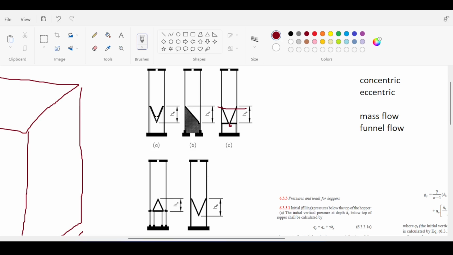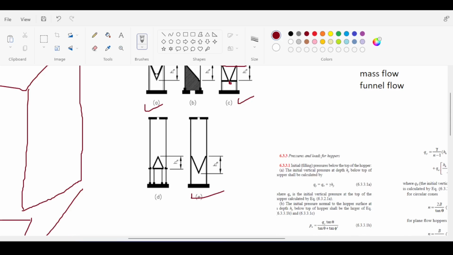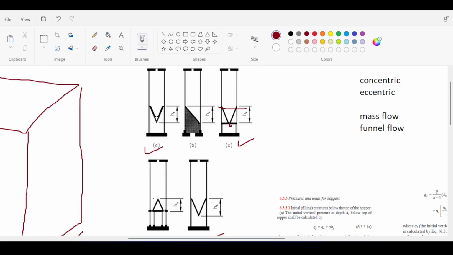Please notice that for most of the silos that you see here, you see concentric flow. This is a concentric flow silo. This is a concentric flow silo. This is a concentric flow silo. This I can count as concentric flow. This is debatable. This is an eccentric flow silo, which means we have two types of silos: concentric flow silos and eccentric flow silos.